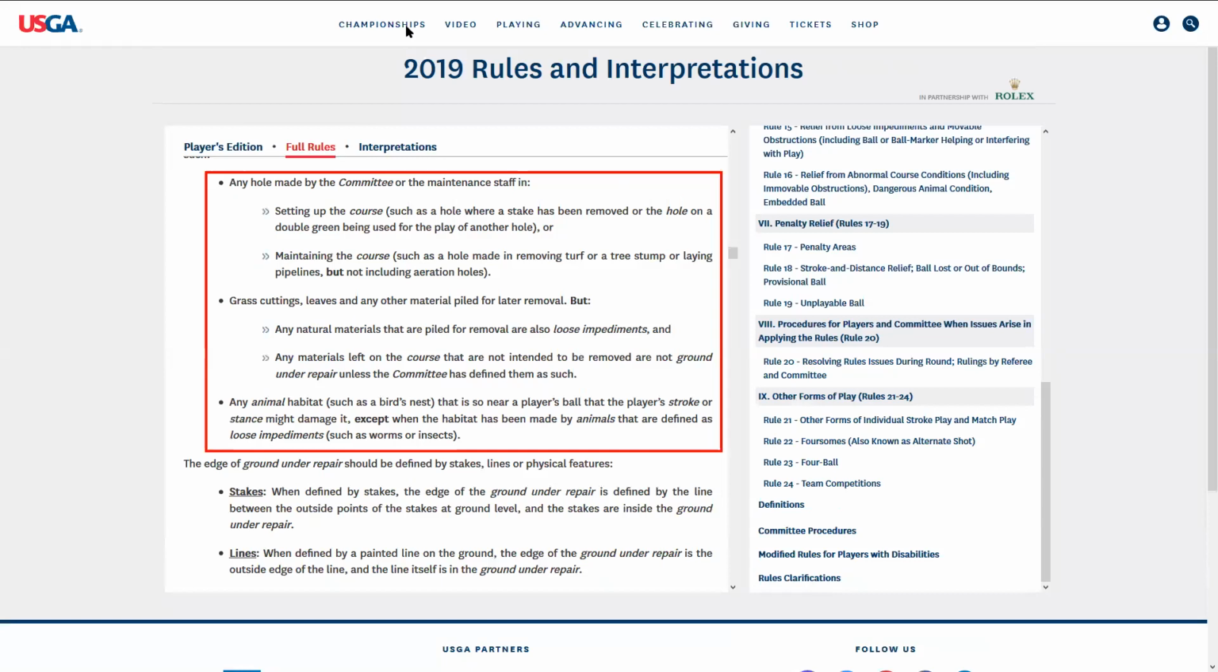So whenever you see that, the player does not automatically get relief. You can ask the committee member to give him relief, and the committee member may or may not give him relief, but you don't get it unless it has been determined by the committee to be ground under repair. Practically speaking, it's nice to know you don't have to actually mark tree stumps.